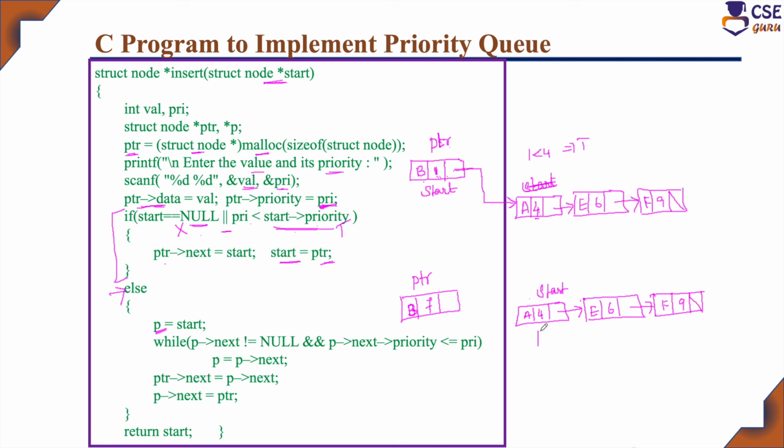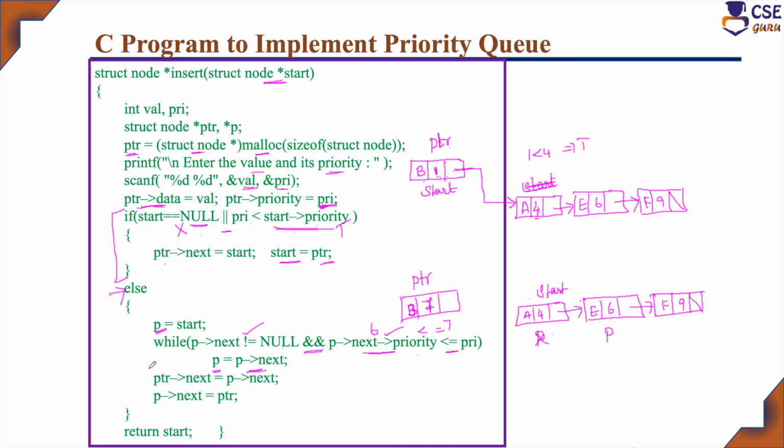The start node you consider as P, while P of next is not equal to null. P of next is not equal to null. Yes, this condition is true. And P of next of priority is less than or equal to priority. What is P of next of priority? P of next of priority is 6, less than or equal to our priority, the new node priority, which is 7. This is 7. Okay. Yes, this condition is also true. In this case, P equals P of next. Now we have compared with this. P, you mark it as P of next. Now this will be considered as P.